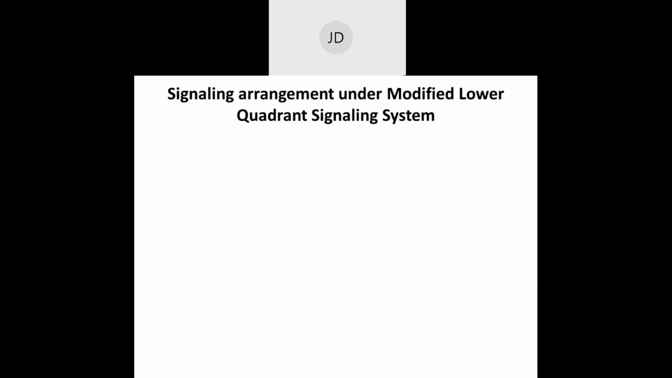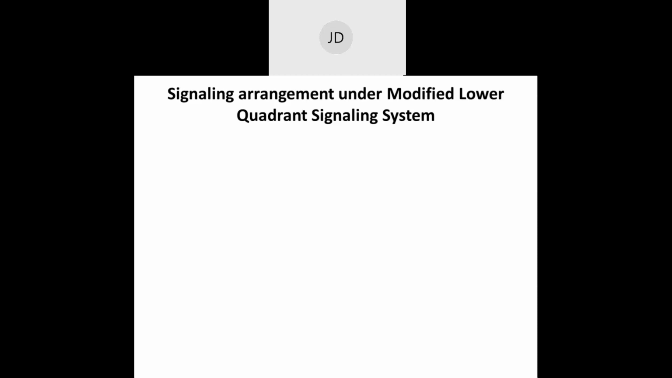Okay. Next, signaling arrangement under modified lower quadrant signaling system. As you already know, the lower quadrant signaling system has only two aspects, right? That means it shows only two aspects. Whenever the arm is lowered, inclined lower, that means it is lower quadrant. And what is the upper quadrant? That means the arm is moving in the upward direction.